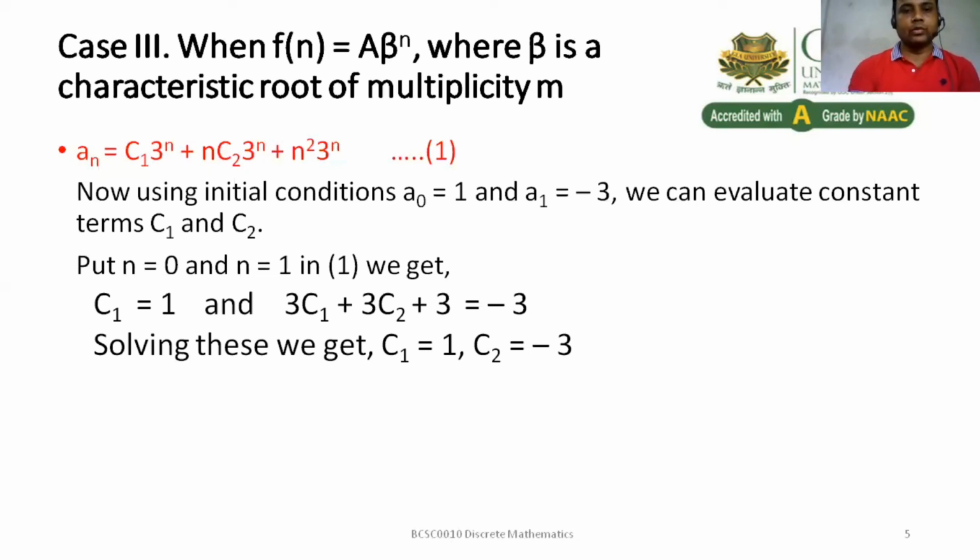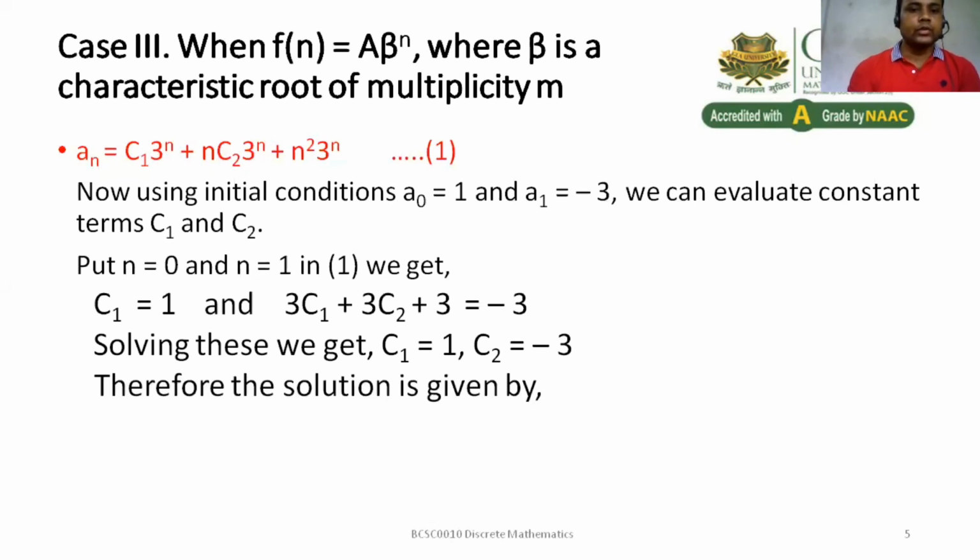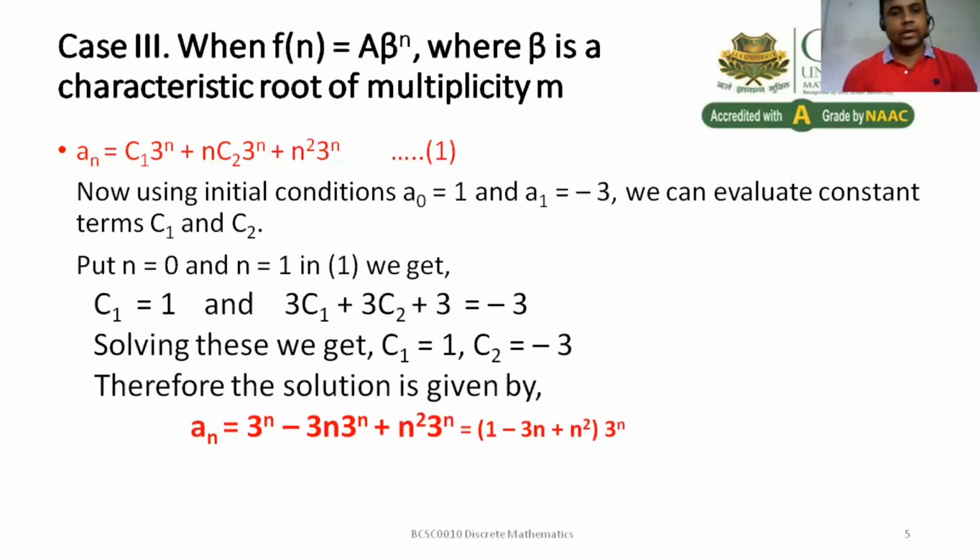Now these values of c1 and c2 can be placed into equation 1 to obtain the general solution, and that will be an equals 3 to power n minus 3n 3 to power n plus n square 3 to power n. If you take n square 3 to power n common, you get the solution as 1 minus 3n plus n square multiplied by 3 to power n.